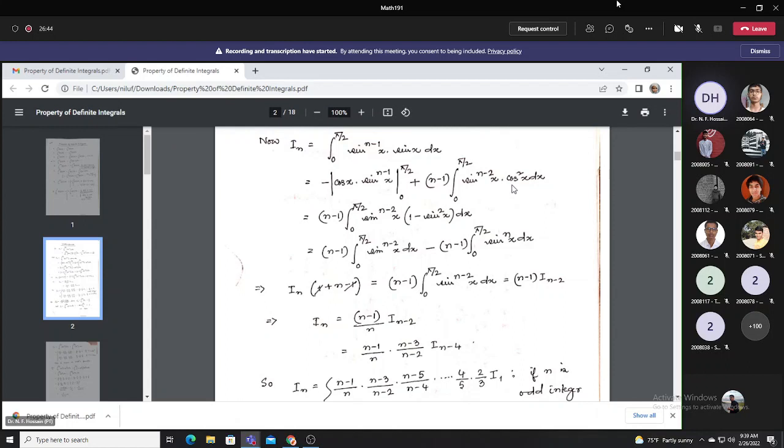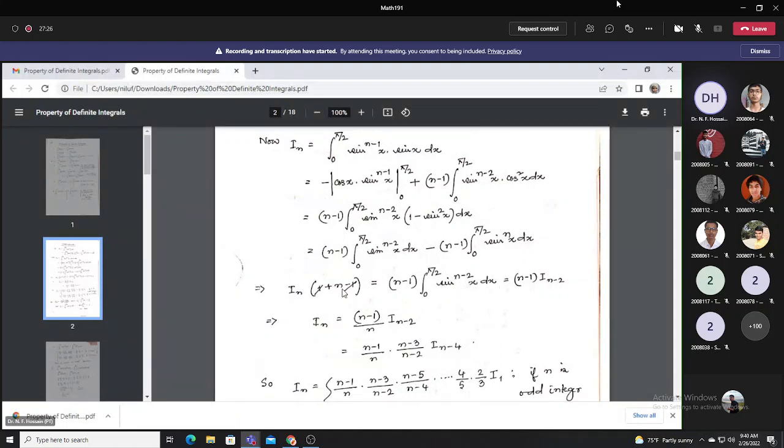Then now you write for this cos square x as 1 minus sine square x and then separate the term. The first term will contain the power n minus 2 and the second term under the integral sign, the power of sine will be n. So here you can take this term to the left side. In the left side it was I_n. Now it becomes I_n plus n minus 1 into I_n. So take I_n common. It will be 1 plus n minus 1. 1 and minus 1 will cancel. You will get n into I_n equal to this: n minus 1 into integral 0 to pi by 2 sine to the power n minus 2 x dx.